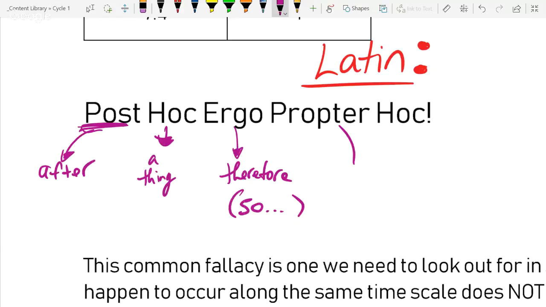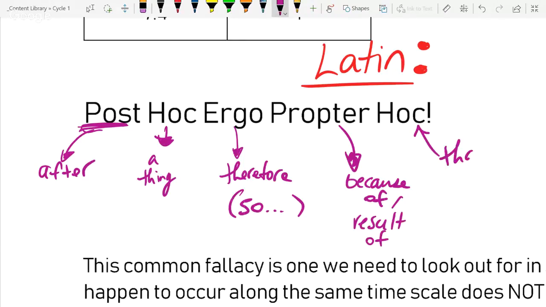Hence, yeah. Propter literally means a property of. But you could say because of, a result of, and then that thing. All right, so in Latin this means, hey, after something, therefore because of that thing. Right? This is one of the great logical fallacies. I did this, then this happened, therefore.